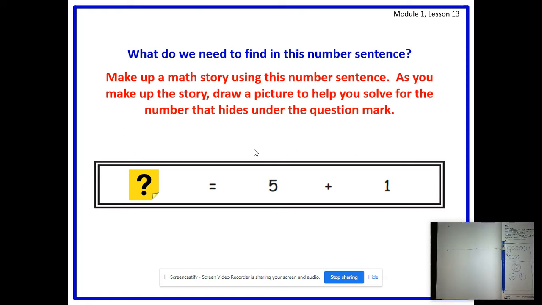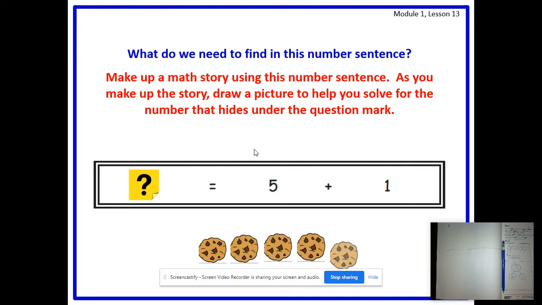Okay, now Miss Gomez is going to share her story. Are you ready? Well, first, when you create a story, you have to talk about something. Your story has to be about something. And my story is going to be about cookies because I love cookies. So, here's my story. There were 5 cookies on the table. You can see here are my 5 cookies. So that's my picture. Then I bought 1 more cookie. Here's my 1 more cookie. How many cookies do I have now?